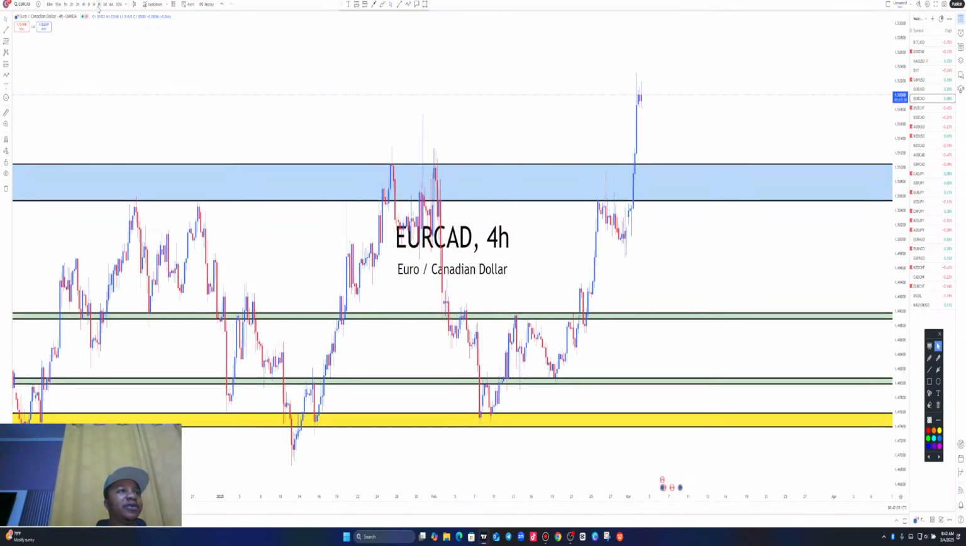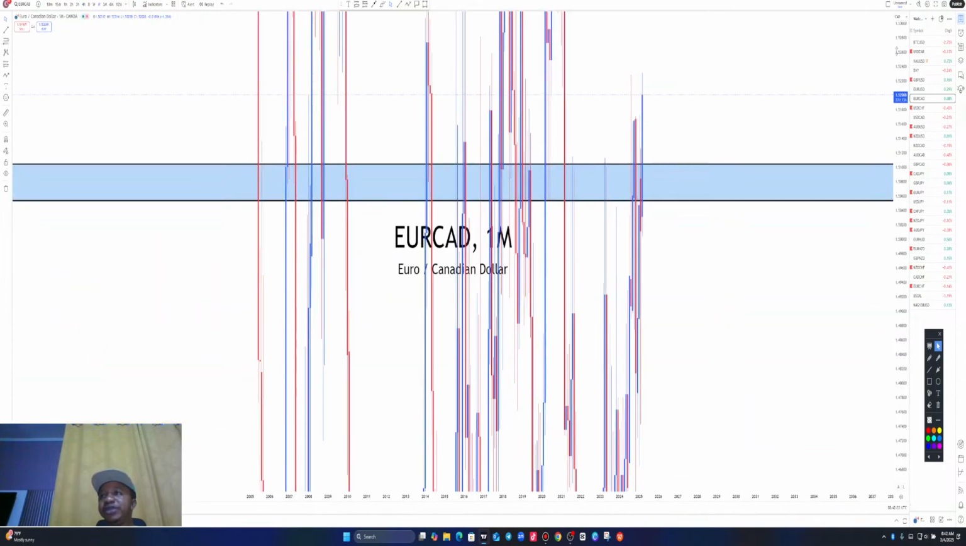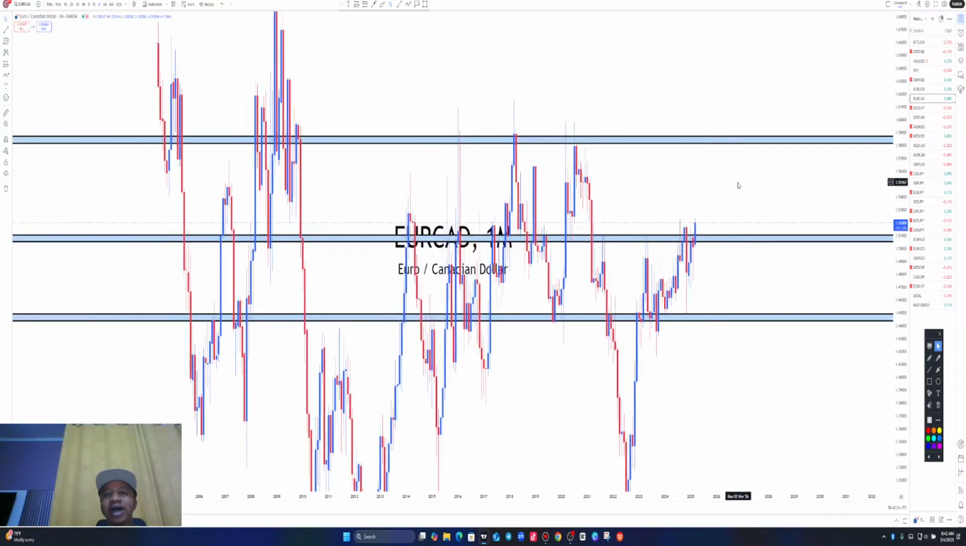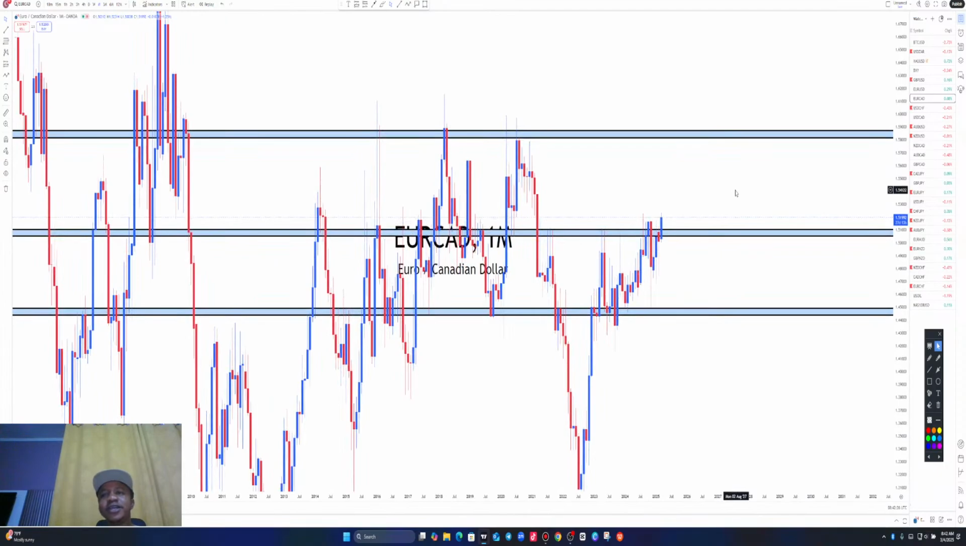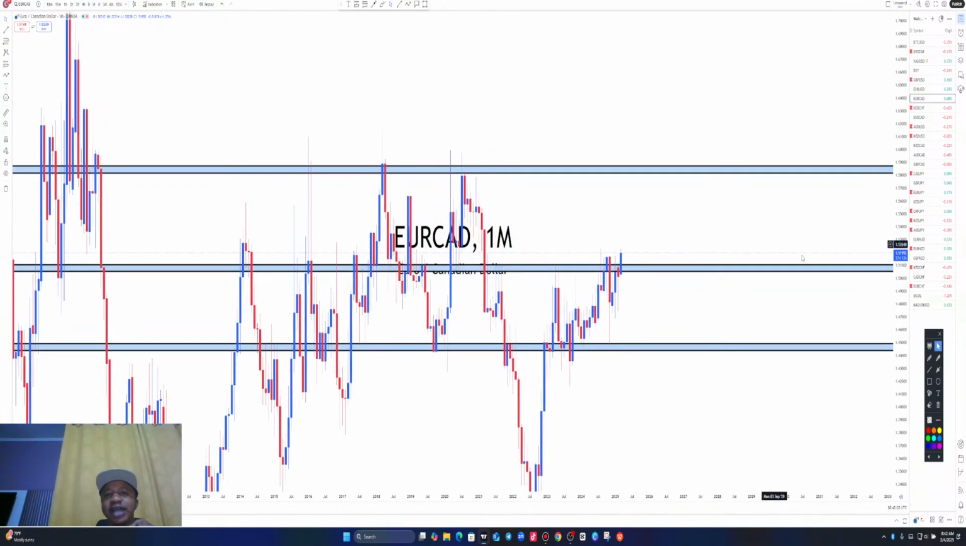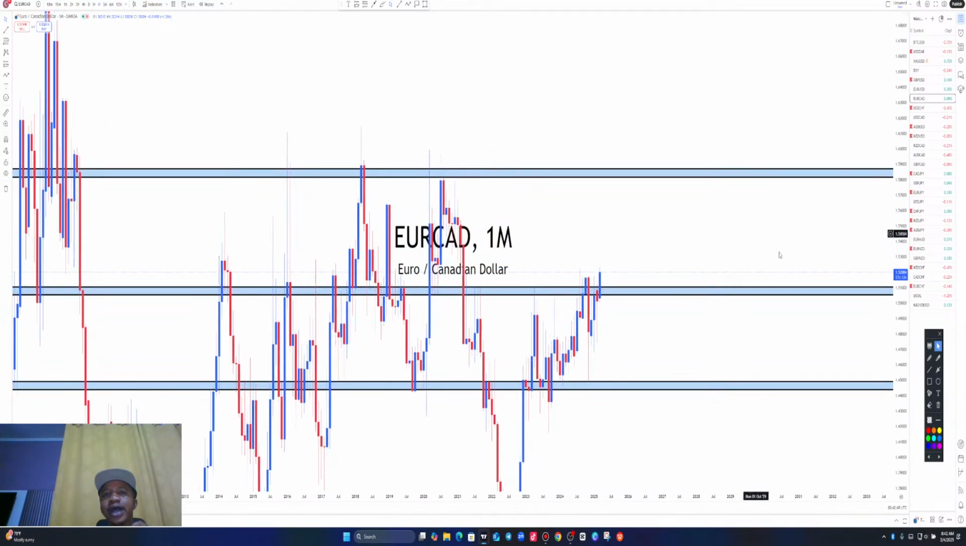So EuroCAD, we are going to take it all the way to the monthly, then analyze the 4 hour before we pick our entry. So this is EuroCAD on the monthly time frame. We have the monthly upper zone, the mid-range zone, and then the lower zone. What do you see here on the monthly? Price has been able to break above the monthly resistance level to the upside with a push. So we're expecting this push to go all the way to reach the next resistance level above.